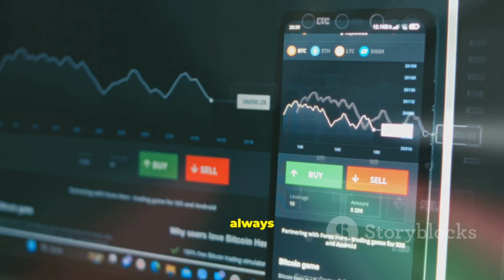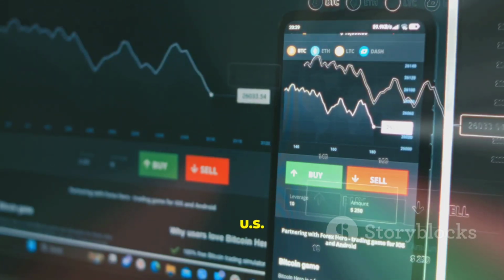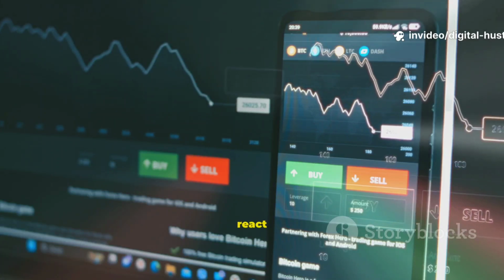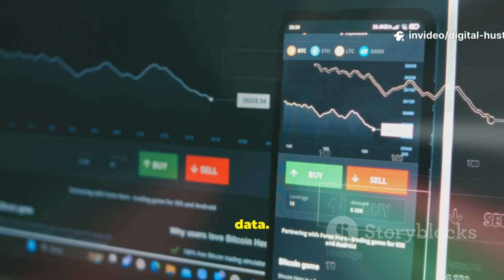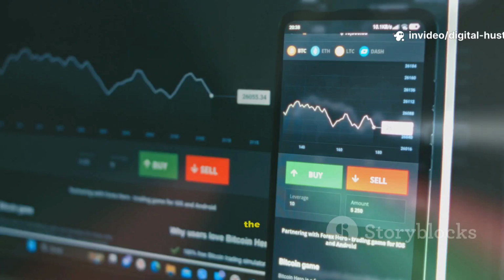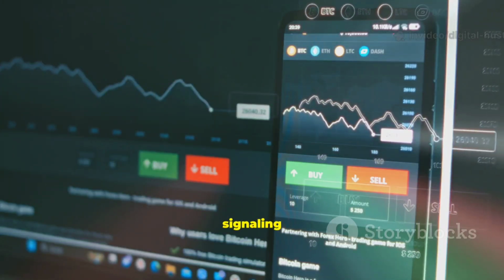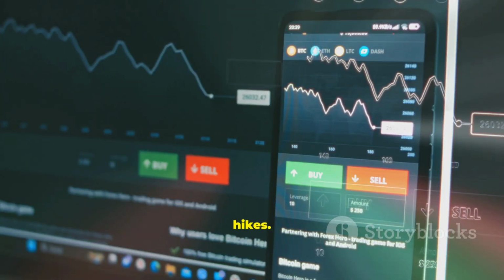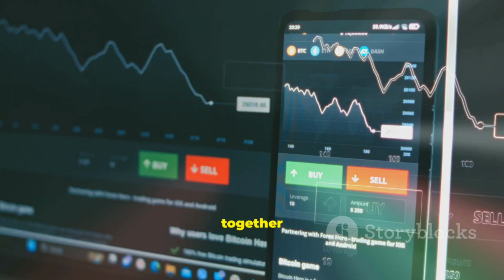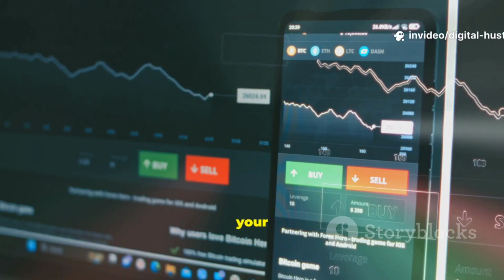Here's a pro tip: always check the bond market, especially US Treasury yields. Bond traders react incredibly fast to inflation data. A spike in yields often leads the move in the FX market, signaling stronger conviction in future rate hikes. Seeing yields and the dollar move together is a powerful confirmation for your trade.